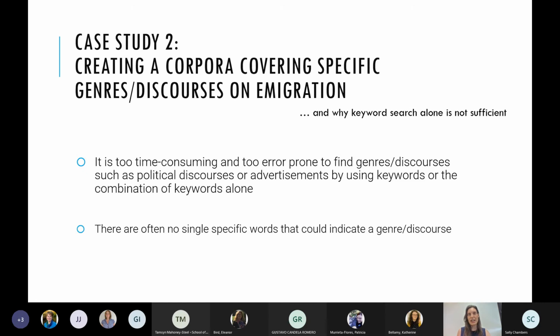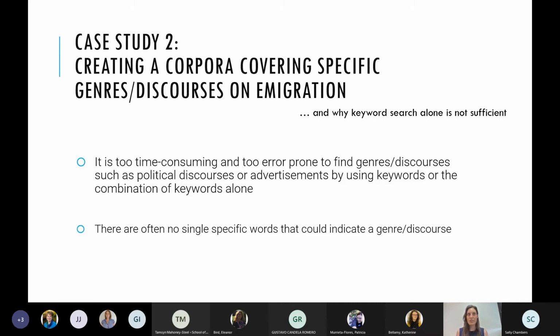So both case studies are different in some sense. The other one was dealing with words that have different meanings in different contexts, and this one is actually more, it's impossible to find those discourse genres just with keyword search.